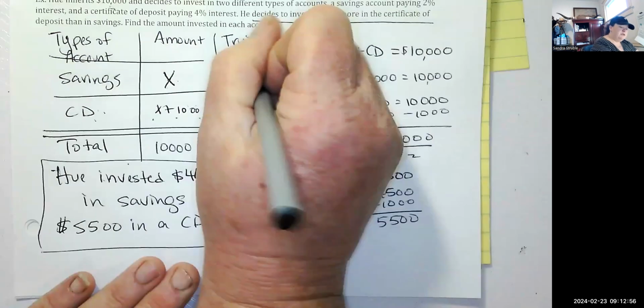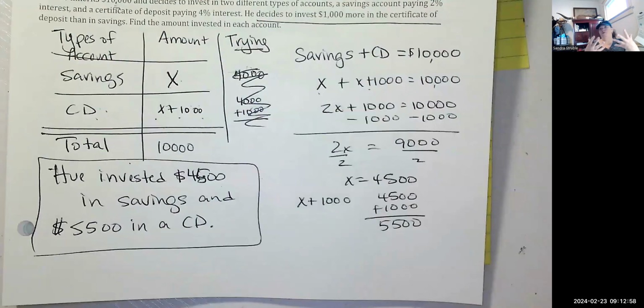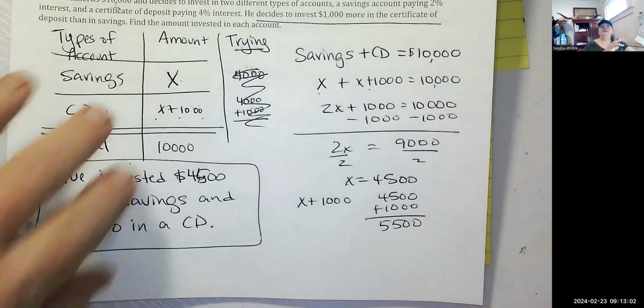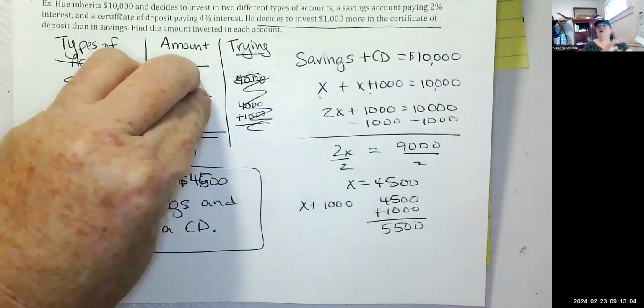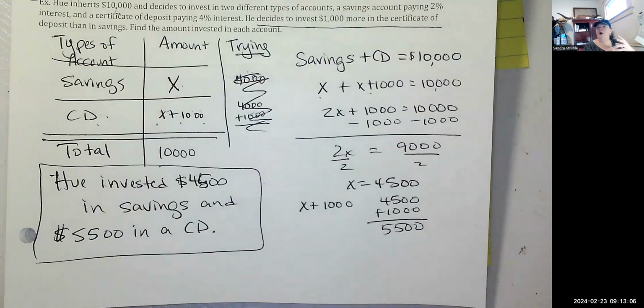So up here, this was just me trying to show you that if he invests 4,000 and then he adds another 1,000, trying to create this piece. Don't be afraid to just pick a number to help you understand it. If you didn't need to do that, that's great as well. All right. So let's go back and see if we've answered the question. Find the amount invested in each account.